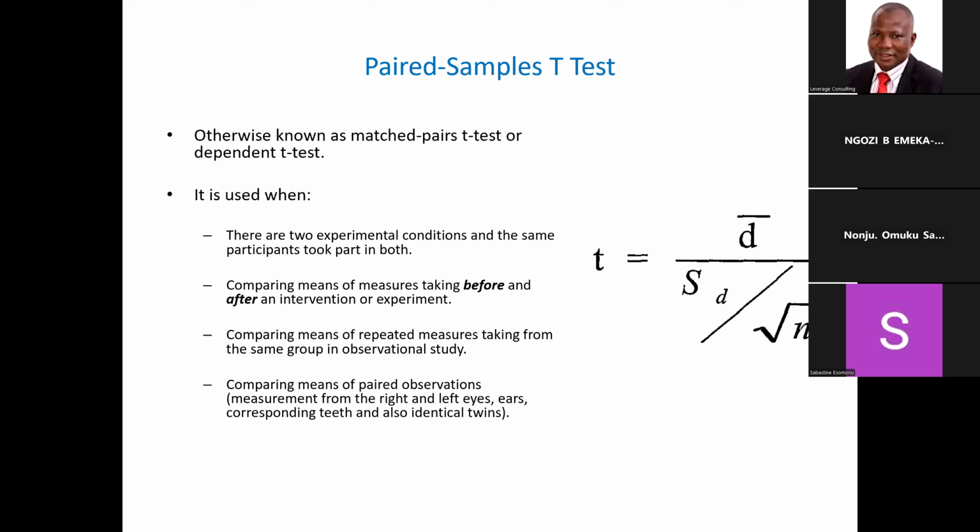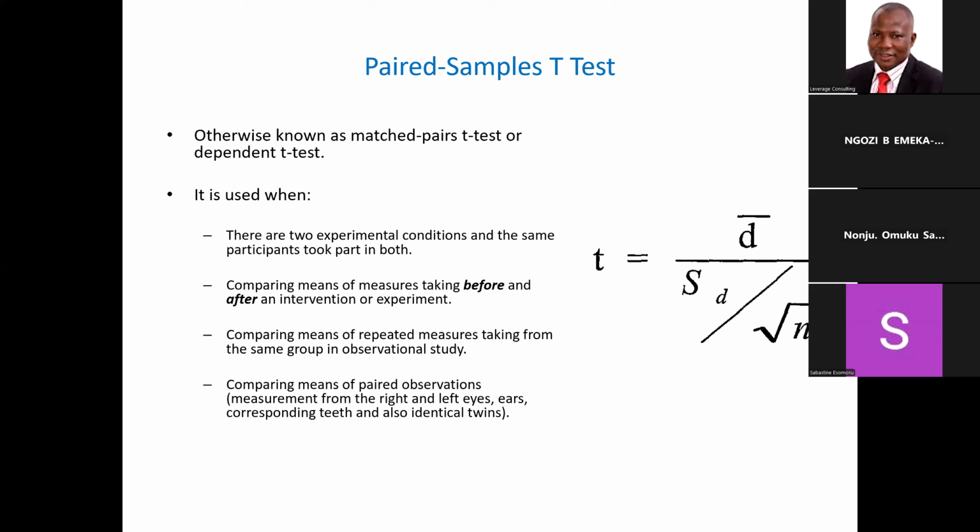Those are possible ways you can use it, not as if only one. There are two experimental conditions and the same participant took part in both. Can you see now? So maybe you give them a particular drug for blood pressure. After a while, you measure their blood pressure. Later, you give them another type of blood pressure drug and also measure their blood pressure some days after. So the issue here now is that you take the measurement two times on the same group of people.